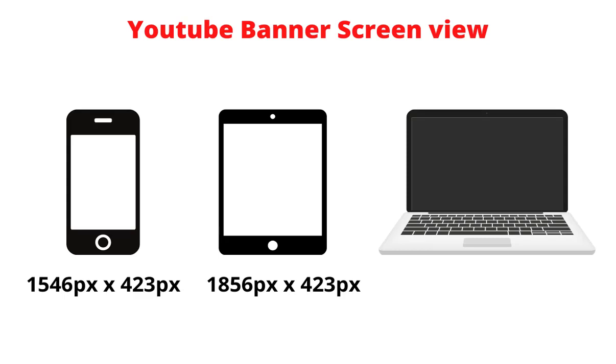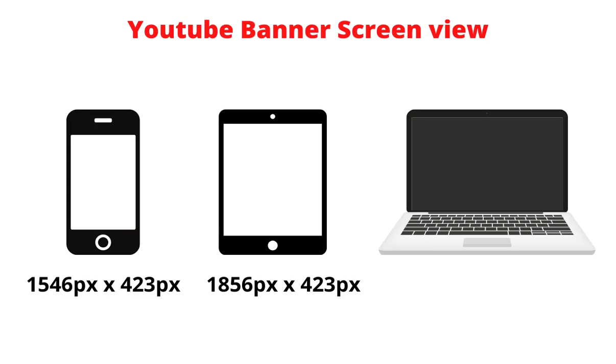Now the dimensions for that are what you can see on the board. The dimension for mobile, and for the devices through which everybody can view your banner, is, as we see there, 1546 in width and 423 in height. Then the dimension for the tablet is going to be 1856 for the width and 423 for the height. Every other part of the section will only be viewed by people who are viewing your channel from their PC.